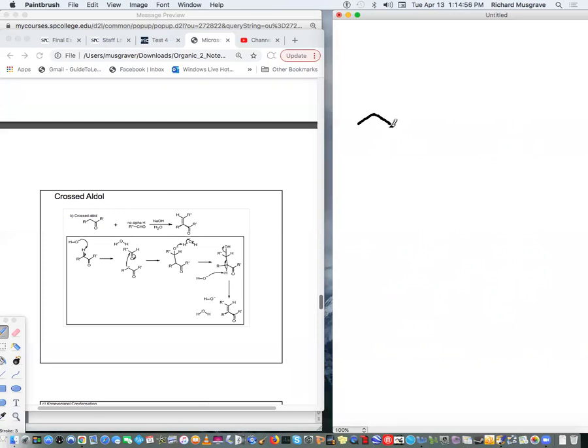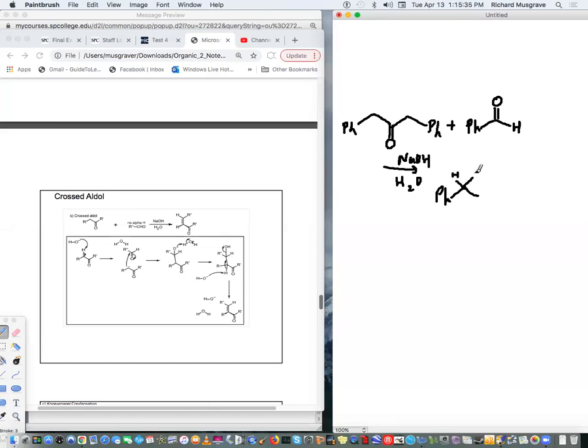You know, just for kicks, I think I might do this one. Now the Ph is an aromatic ring, a phenyl group. And I'll use benzaldehyde, which doesn't have any alpha hydrogens on it. And my product then will look like this. And I'll show you how I get this.